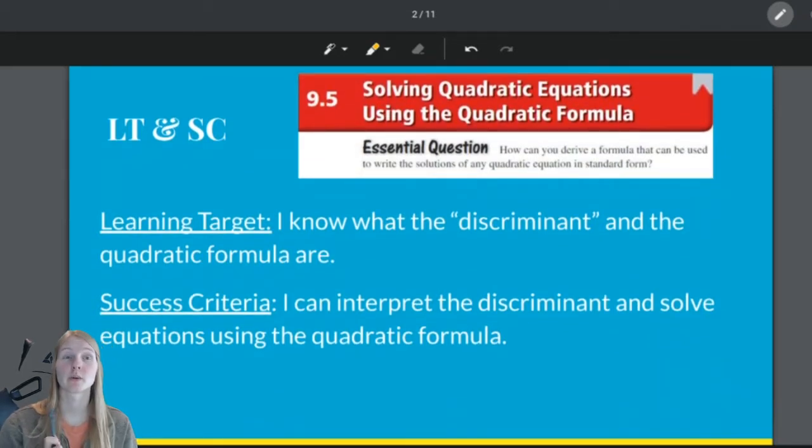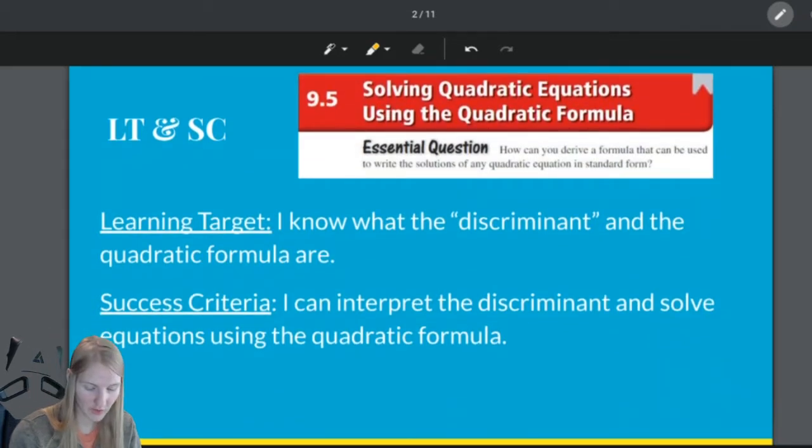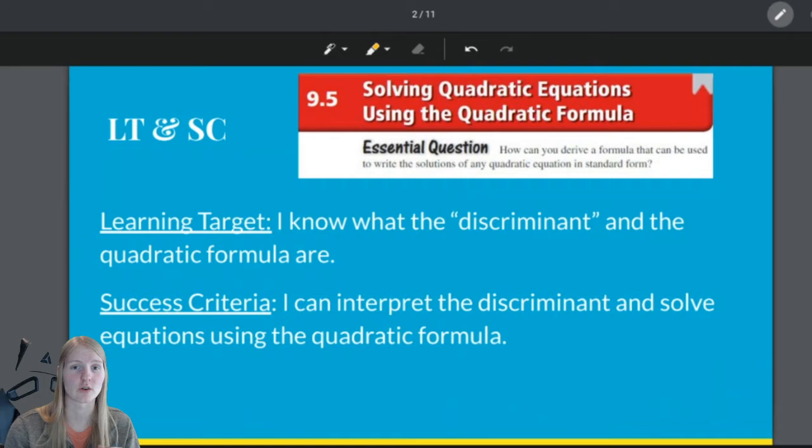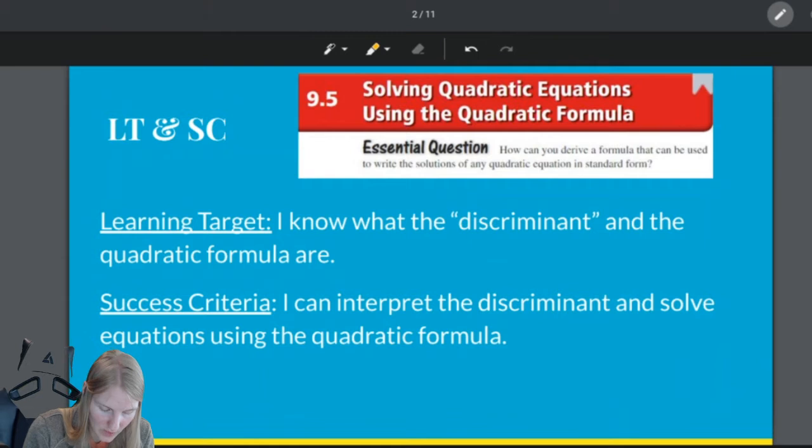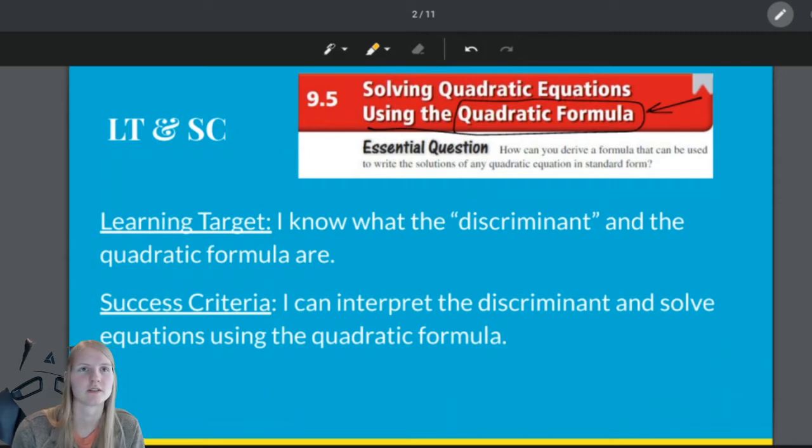Okay, now on to what we have for today. Today, solving quadratic equations. I think you see a theme here. All of chapter 9 is about solving quadratic equations, just in different ways. So, 9.2, we did solving quadratic equations by graphing. 9.3, last time we did solving quadratic equations by using square roots, and now we are solving quadratic equations using the quadratic formula. This is magical. Oh, magic.